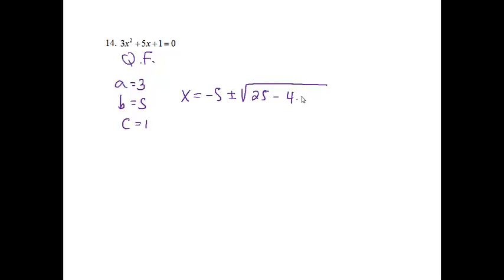Right, problem 14, 3x squared plus 5x plus 1 is equal to 0. Once again, it's equal to 0. It's in standard form. I'm definitely going to use the quadratic formula on this one. So a equals 3, b equals 5, c equals 1. So here we go. We've got x equals opposite b, so negative 5, plus or minus square root B squared, 5 squared is going to be 25, minus 4ac, 4 times 3 times 1, all over 2a. 2 times 3 is equal to 6. And then if I figure that out, one of my answers will be negative 0.23, and my other answer will be negative 1.43.